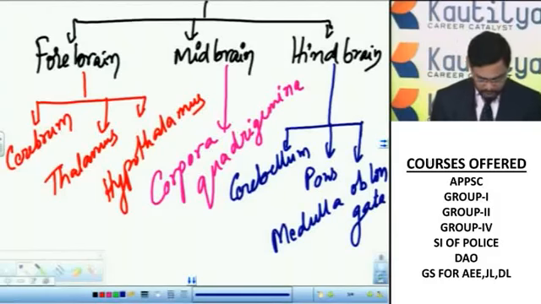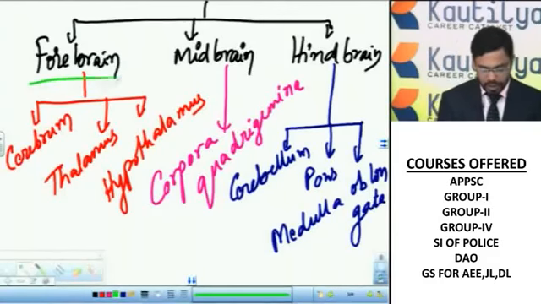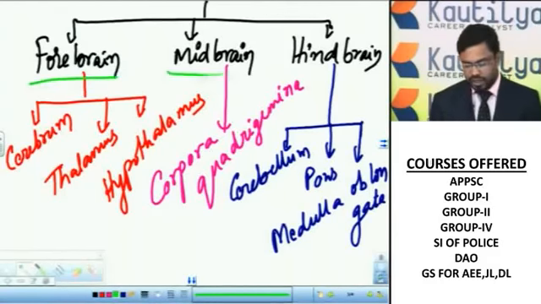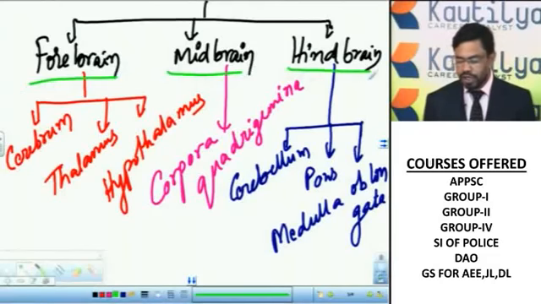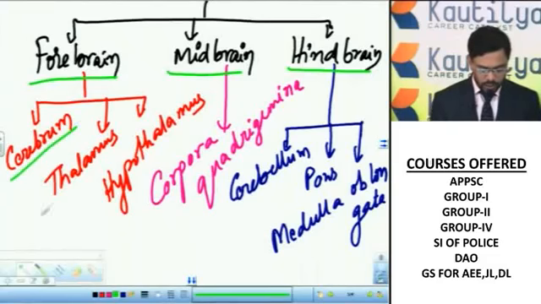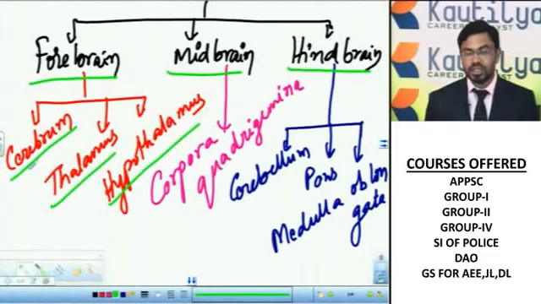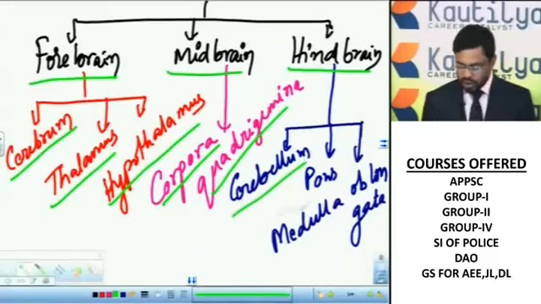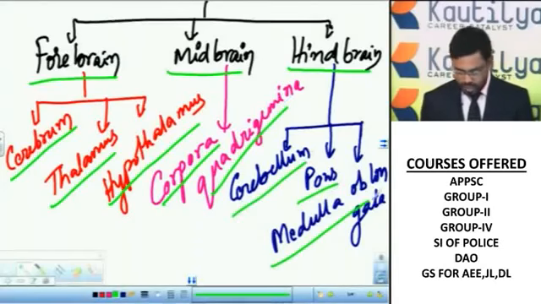So the brain is divided into mainly three regions. The anterior region is called forebrain, the middle region is called midbrain, and the posterior region is called hindbrain. The forebrain is divided into three parts: cerebrum, thalamus, and hypothalamus. The midbrain contains corpora quadrigemina, and the hindbrain contains again three parts: cerebellum, pons, and medulla oblongata.